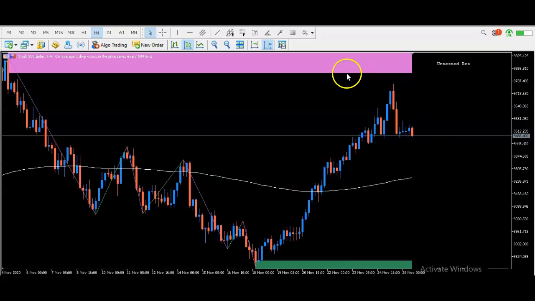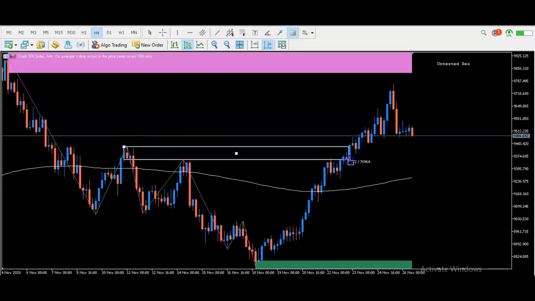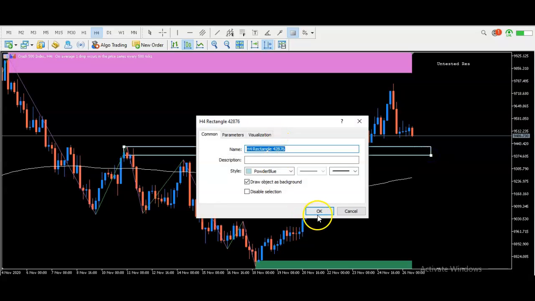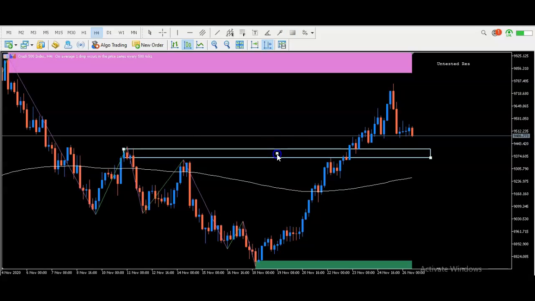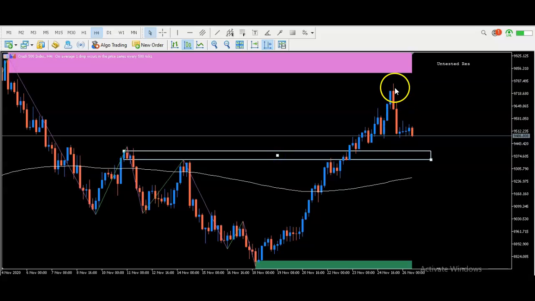If I wanted to take it on the H4, I'm going to mark this zone. This is a key level. I'm going to mark this zone, and I'm going to at least expect price to come to this zone. I'm going to use this one as take profit. That's if you're taking it on H4.